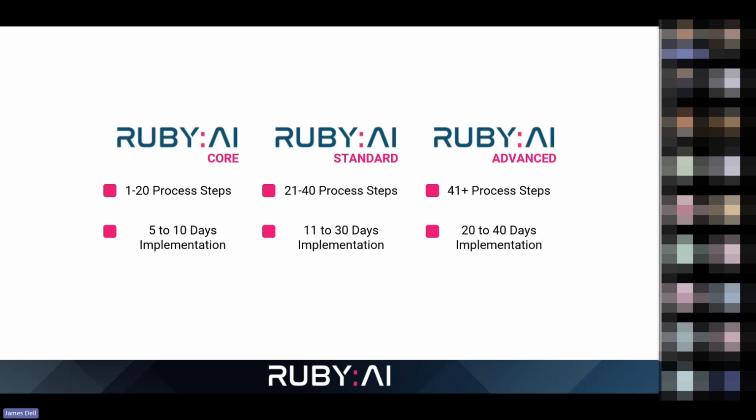If your deployment is 1 to 20 processes or about 5 to 10 days to implement, then it's a core product. If it's 21 to 40, 11 to 30 days to implement, it's going to probably be a standard support offering. Anything that's super complex, 41 plus, is going to be advanced. Realistically for us, the difference is how much time we think we're going to need to put to keeping you on track. And that's how we define those.